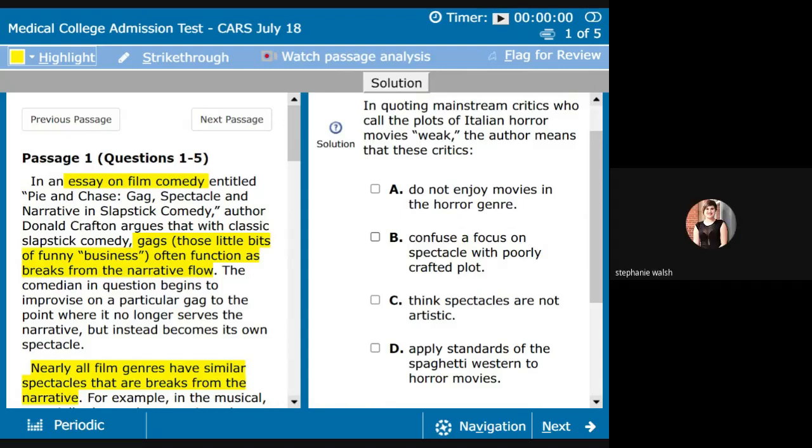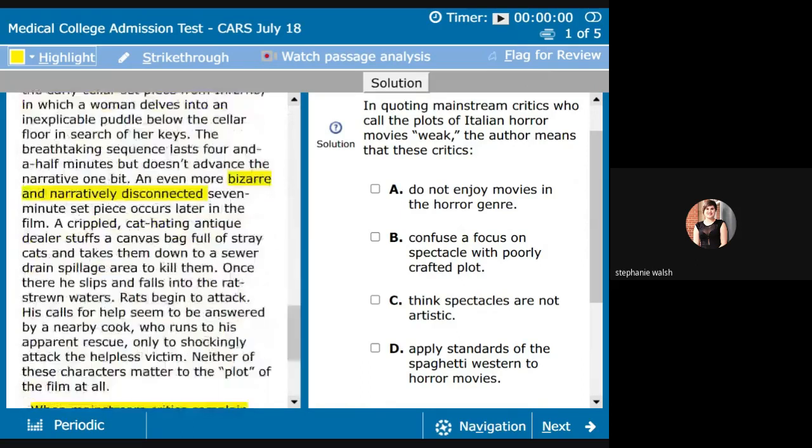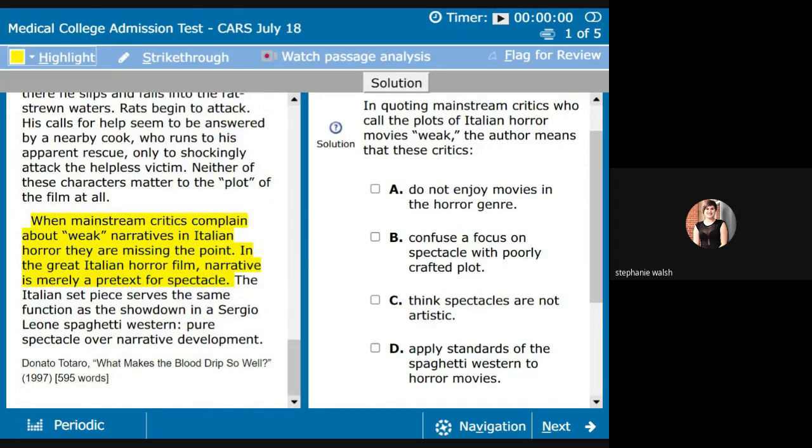Yeah, I'll tell you why. So if you scroll down to the last paragraph, it says when mainstream critics complain about weak narratives in Italian horror, they're missing the point. So in my mind, the narrative is referring to the plot or the point of the story, and it's the opposite of how American movies are: narrative and then spectacle for Italians. So that's how I got to confuse the focus on spectacle with poorly crafted plot.